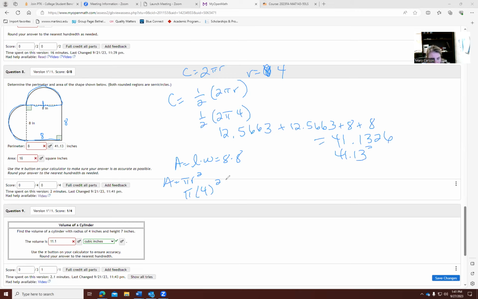And so that's going to be 50.2654. The square is 64. We add those two together because we're doing the whole area. So it'd be 64 plus 50.2654, and we would get 114.2654. We're rounding to the nearest hundredth, so that would be the answer marked here.